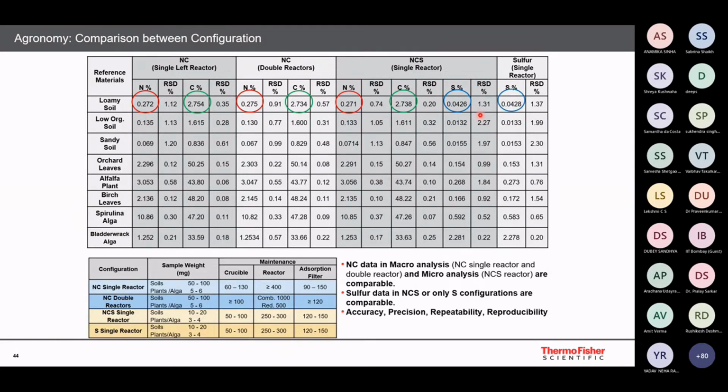Sulfur also, you can see that sulfur is measurable, 0.0426%, and here 0.4028. These are the NCS, and this is only sulfur by single reactor.